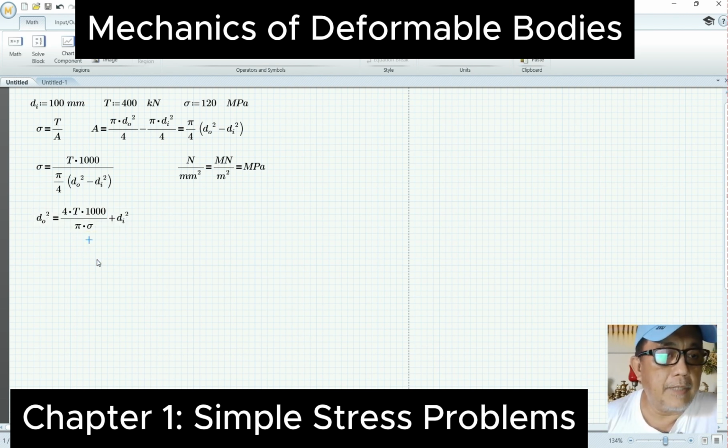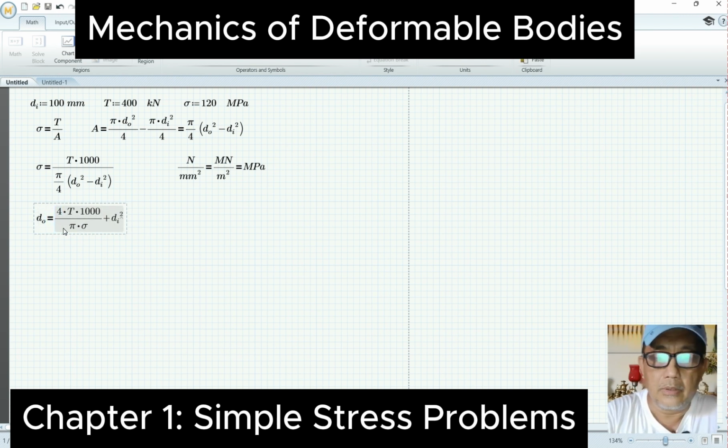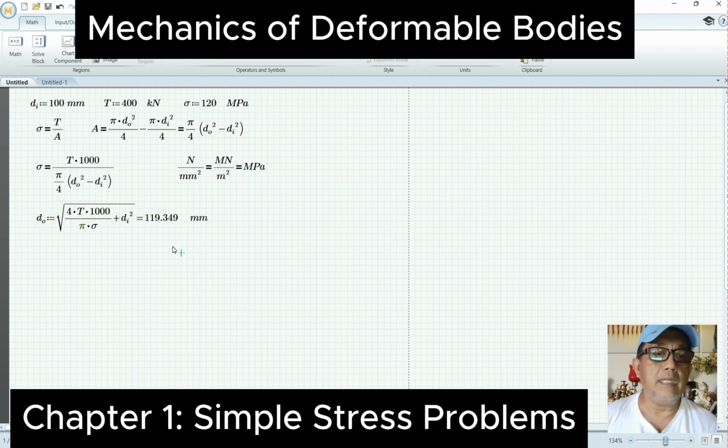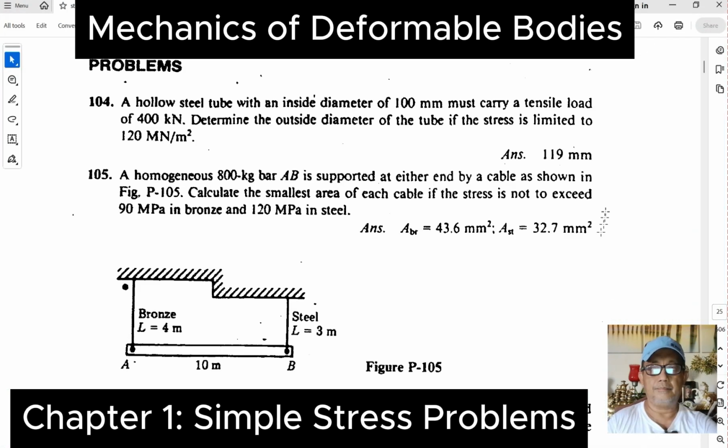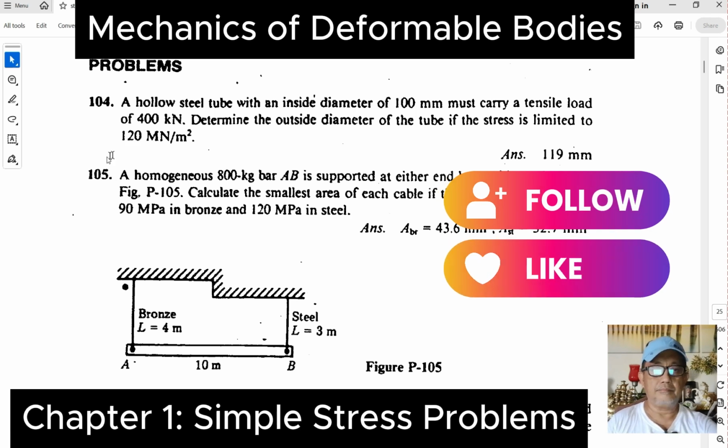And finally, I'm going to find the square root of this equation so that the left side of the equation becomes D sub O, while this side of the equation becomes the square root of that. So therefore, D sub O equals 119.35 millimeters. So this is problem 104 on page 12. Okay. Next, problem 105.